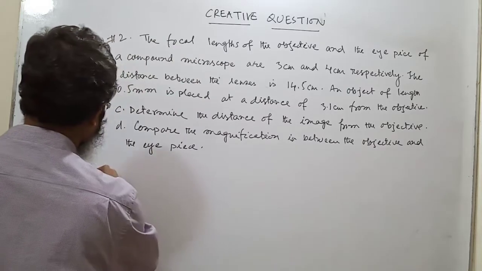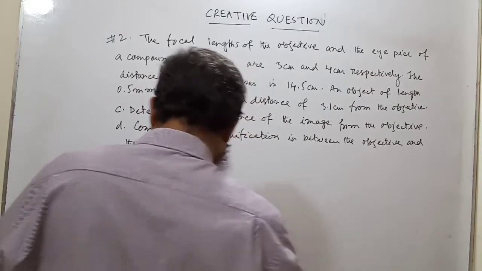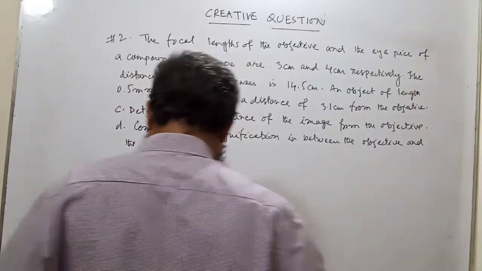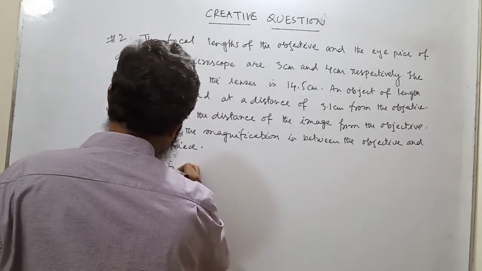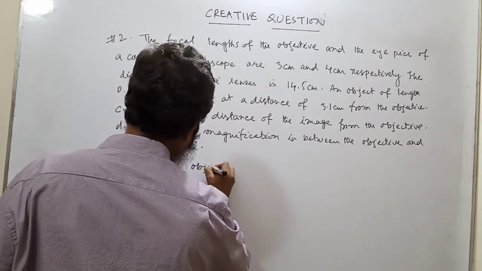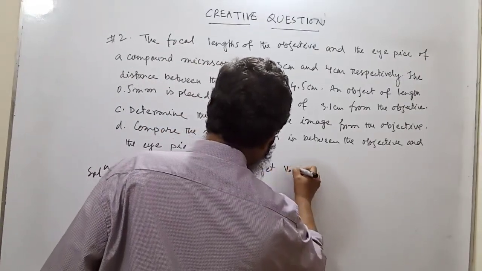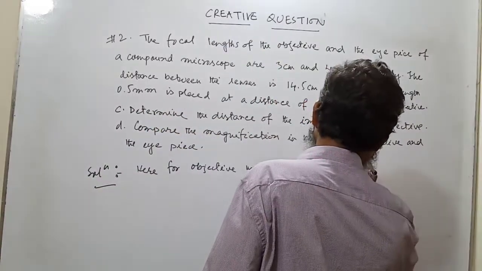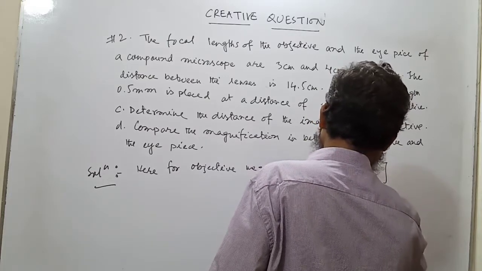Number D, solution of number D. We have to compare the magnification in case of the objective and also in case of the eyepiece. Here, for the objective, we get v naught is equal to 93 centimeter. We are getting this from C.